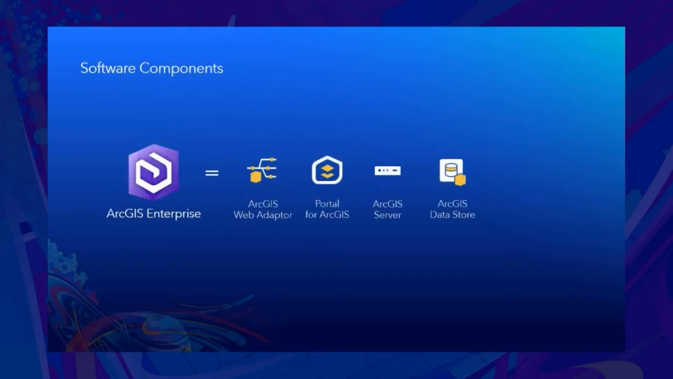So let's get started. Let's talk about the software components that make up ArcGIS Enterprise. From a base enterprise deployment perspective, there are 4 components that come together to make up ArcGIS Enterprise in that base deployment. It's the ArcGIS Web Adapter, Portal for ArcGIS, ArcGIS Server, and the ArcGIS Data Store. There are also other ArcGIS Enterprise components in the form of server roles that will help you to add additional capabilities to your deployment, like Notebook Server or other server roles that we're going to discuss in more detail later on in today's presentation.